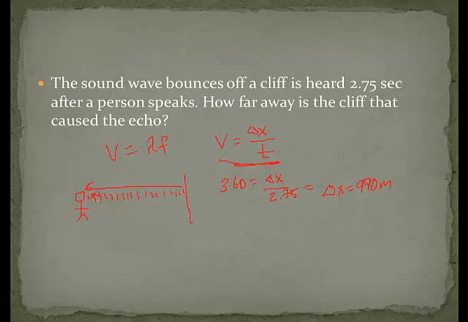come back to them. So it's really, what we just solved for is the distance from the person to the cliff and back. What we really need is it only takes half of that distance to reach the cliff. The cliff is only 495 meters away. So that gives us some basic principles of waves and some basic examples of the types of problems we can see with waves. We'll look at more examples of problems in class.